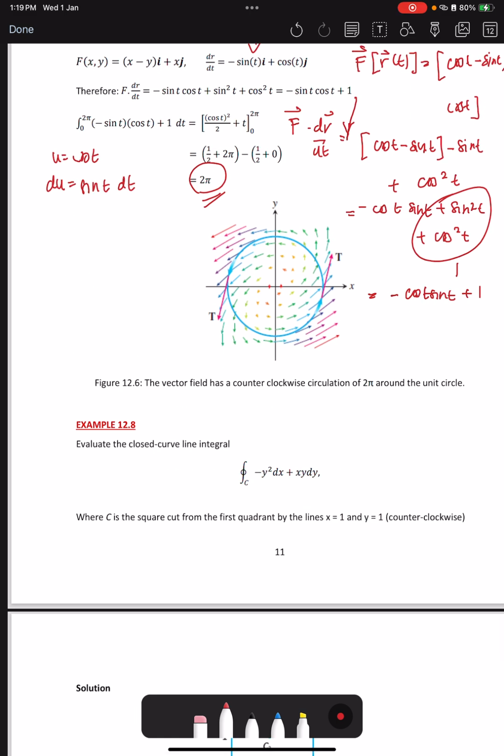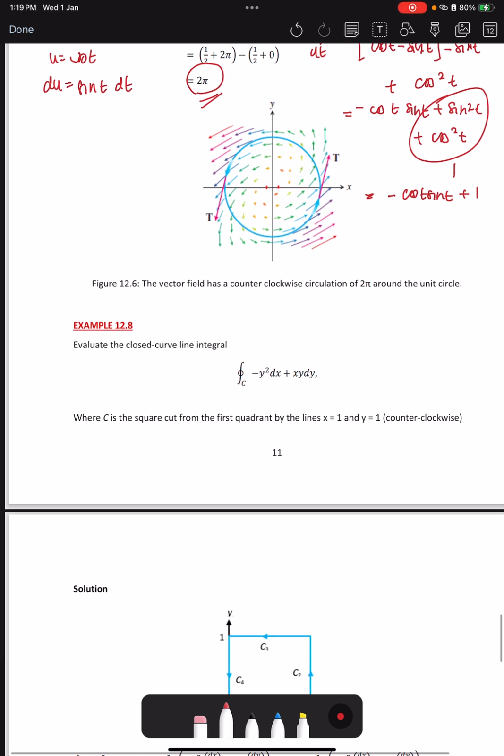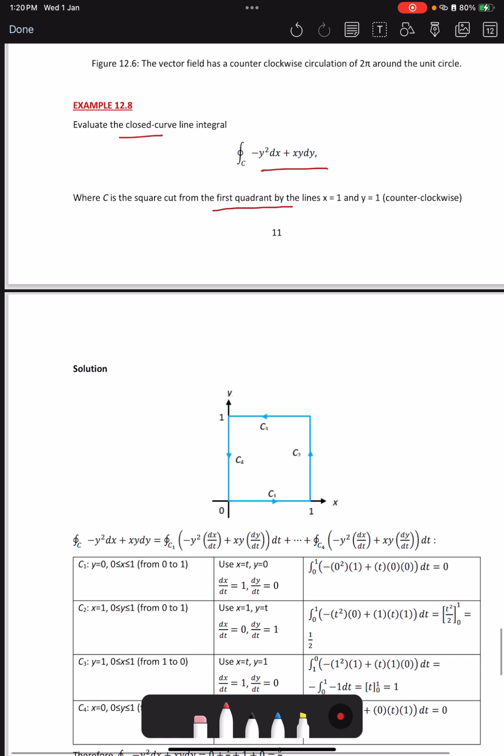Alright, 12.8. Evaluate the closed curve line integral given as this, where C is the square cut from the first quadrant by the lines x equals 1 and y equals 1, counterclockwise. So the curve looks something like this. Counterclockwise, C1 goes to C2, C3 and C4, and you go back to the origin (0, 0). So there are four lines that we need to integrate here: C1, C2, C3 and C4.